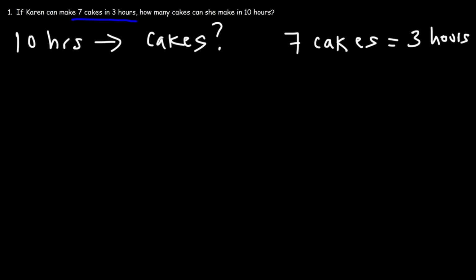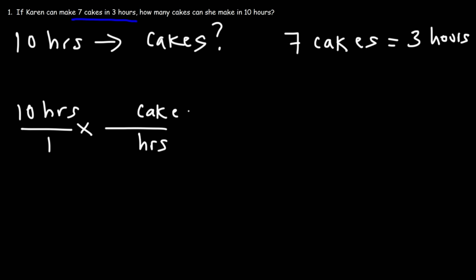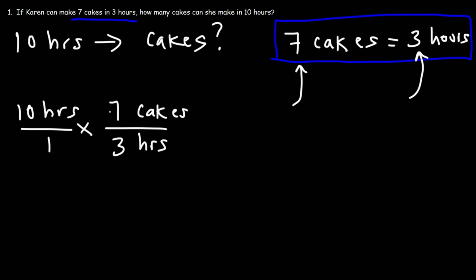So now let's convert. Let's start with what we're given, which is 10 hours. We're going to put that over 1. And then we're going to convert that to the number of cakes that she can make. So because we have hours on top, we're going to put hours on the bottom and then cakes on top. And then we're going to use our conversion factor here. So there's a 3 in front of hours, a 7 in front of cakes, and now we can do the math. So it's going to be 10 times 7, which is 70, divided by 3.